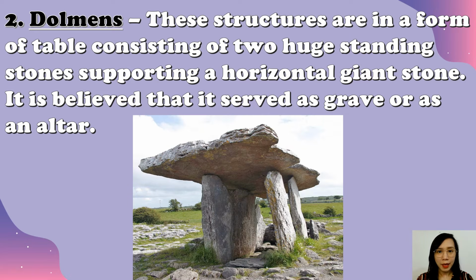The second type of megalith stone is called the dolmens. These structures are in the form of a table consisting of 2 huge standing stones supporting a horizontal giant stone. It is believed that it served as a grave or as an altar. So as you can see in the picture, dolmen stones ay parang mga table or mga stones na nakaform as lamesa or table. During this time, ang mga dolmens ay ginagamit as grave or libingan o kaya naman ay ginagawang mga altar.